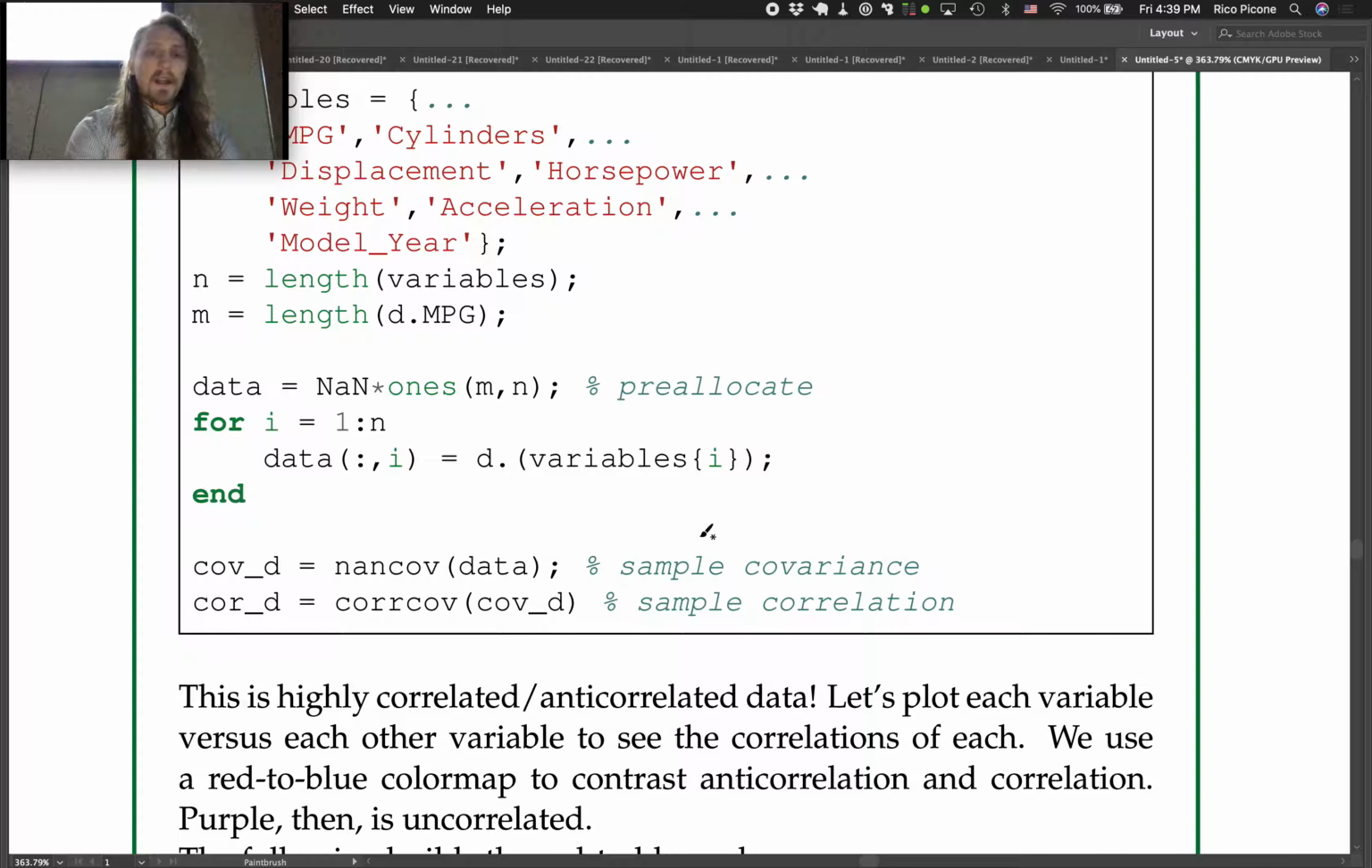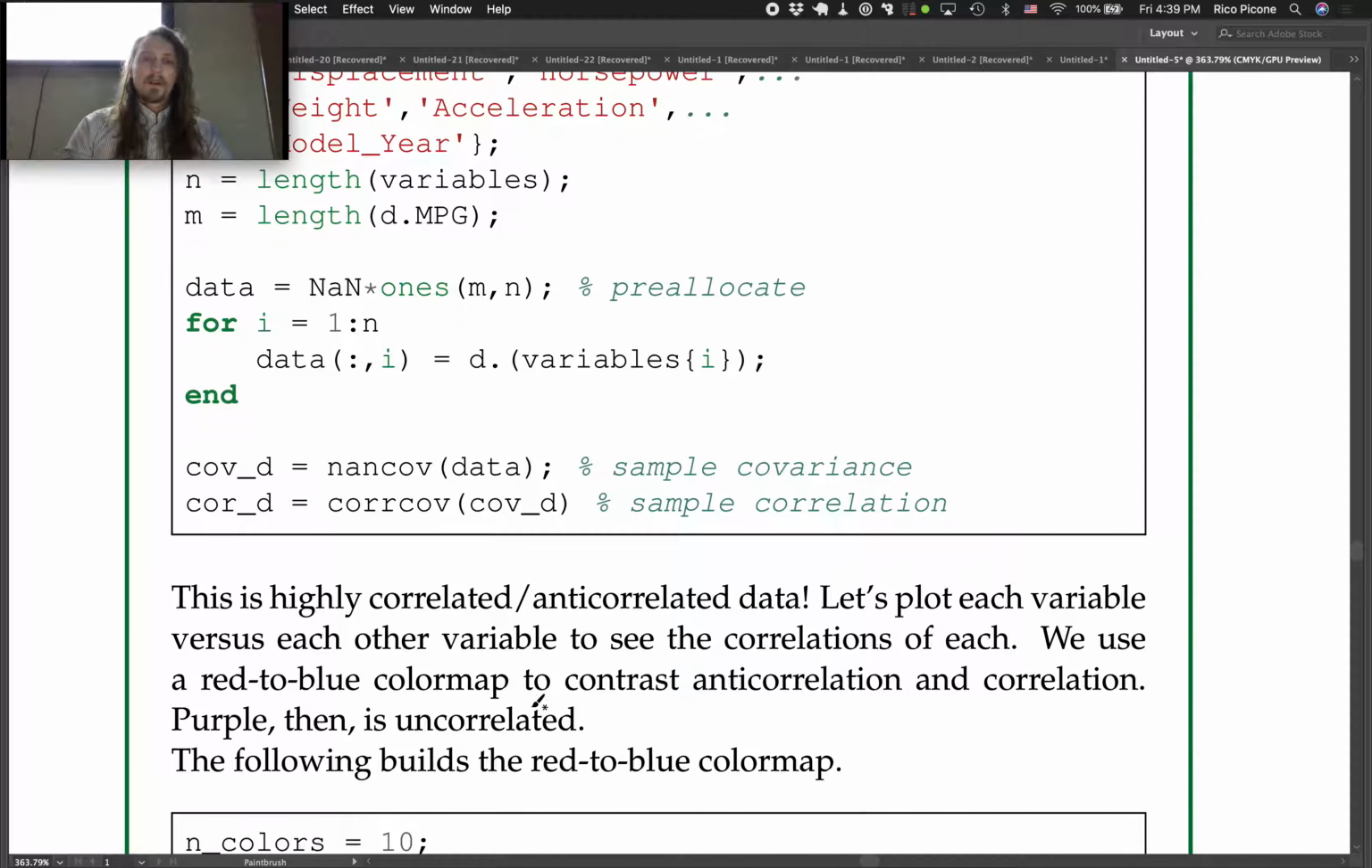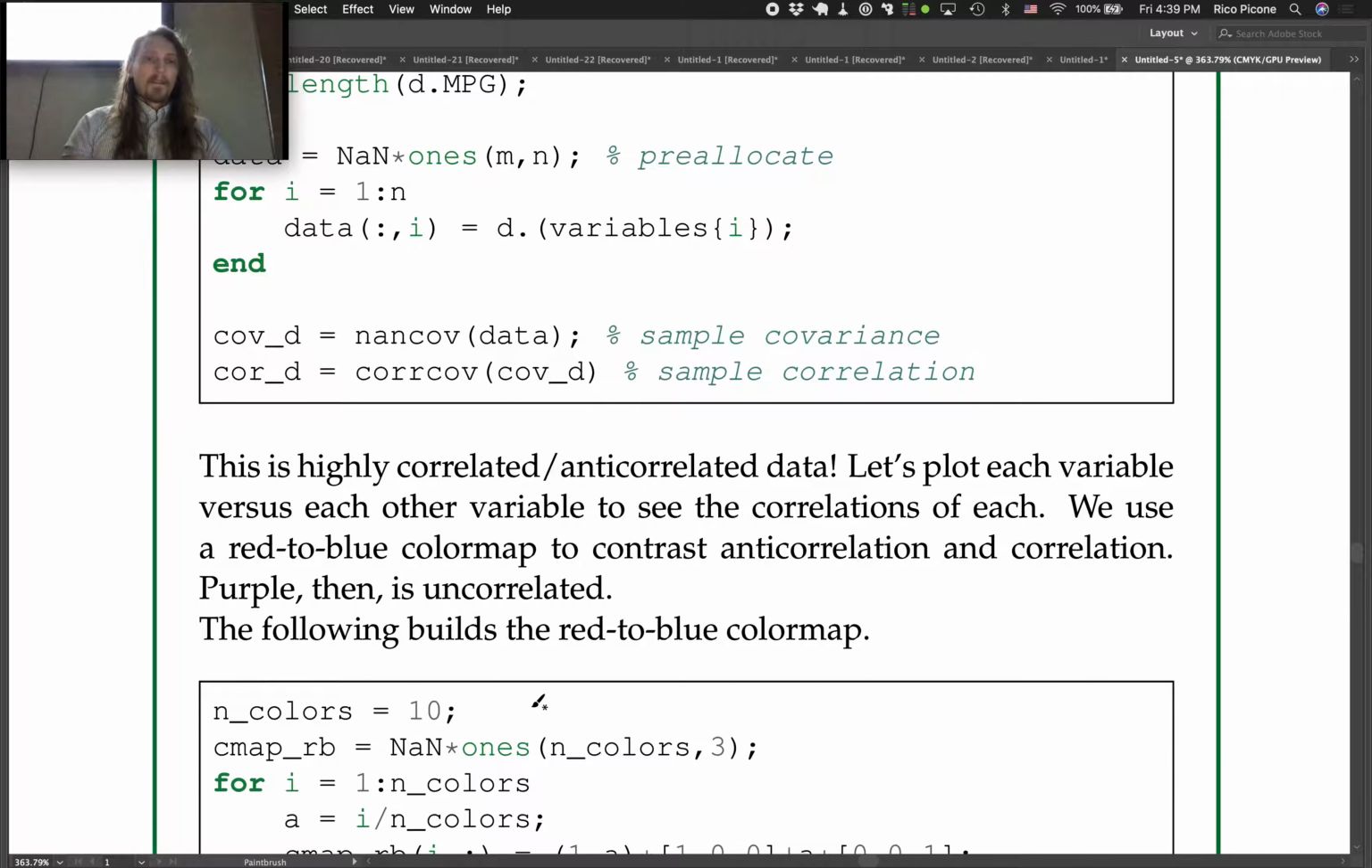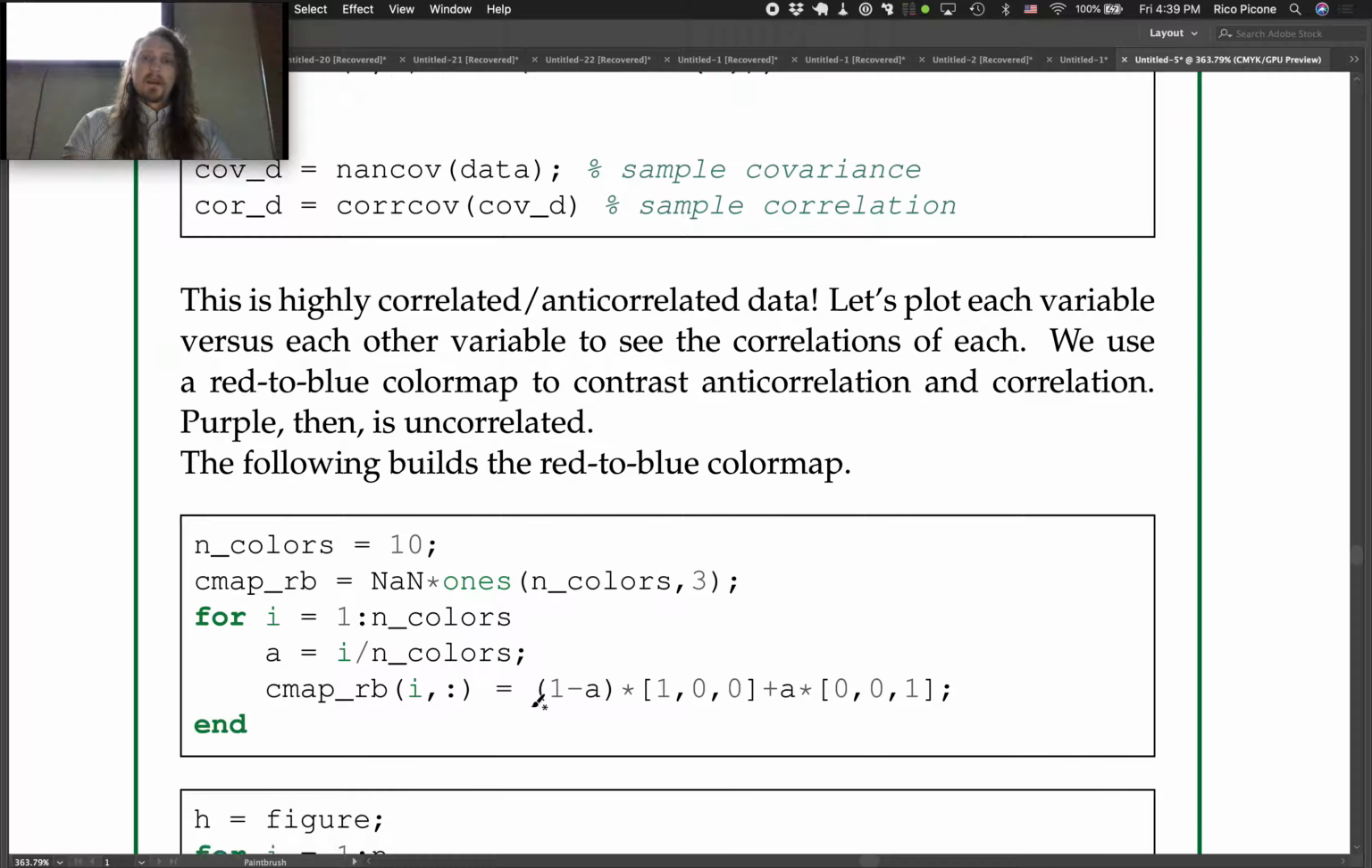If you don't use NaNcov, your covariances will come out to be NaNs, not a numbers, which is not really what you want. You want to go ahead and do it and ignore the not a number elements. To do the correlation from the covariance, you can use this corcov function, and it gives you the sample covariance or correlation.